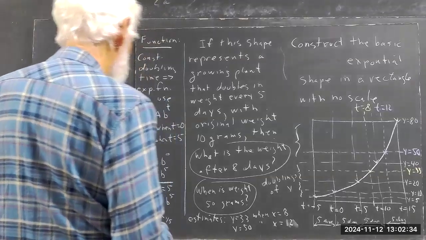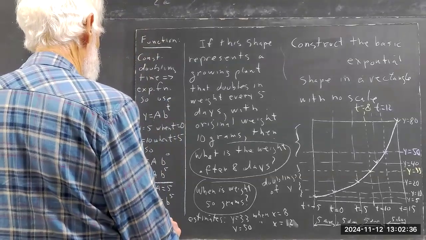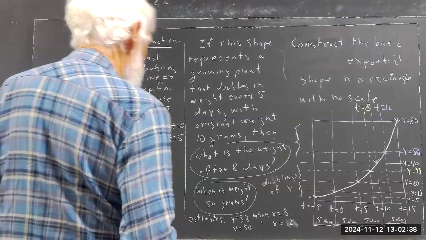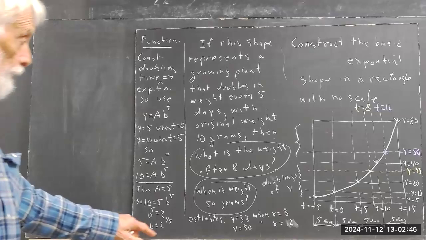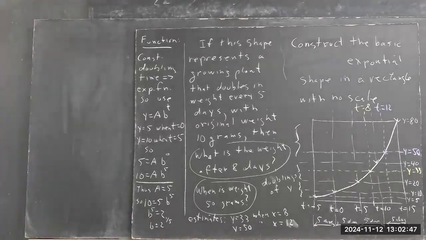Well, I want to use a precise number. So you've got your calculators, right? Calculate 2 to the 1/5. I'm guessing around 1.15 to 1.17. That's a kind of difficult one to estimate in my head this time of day.